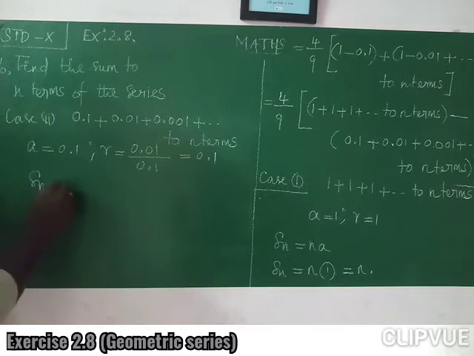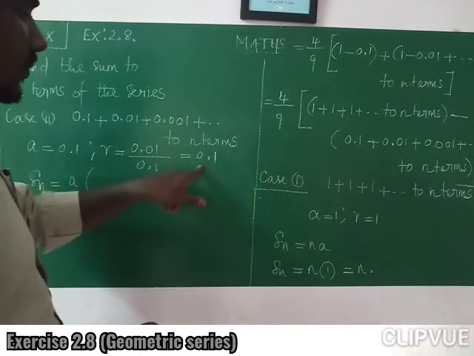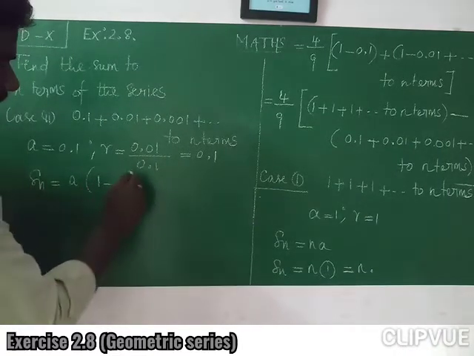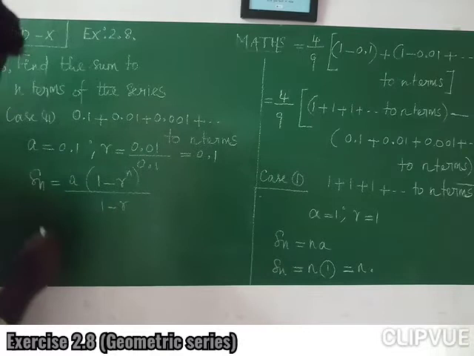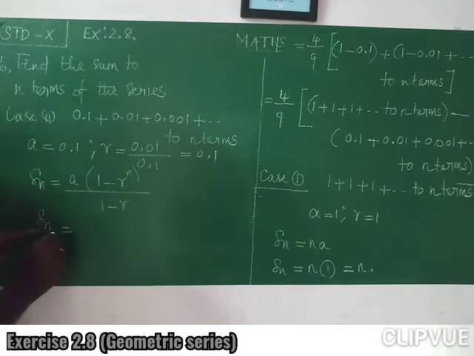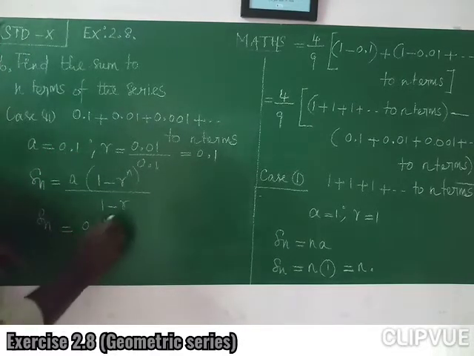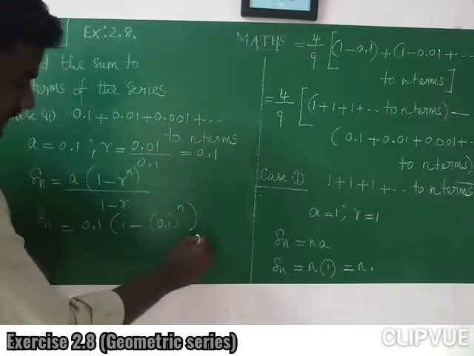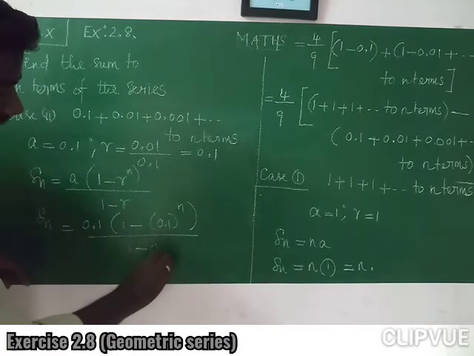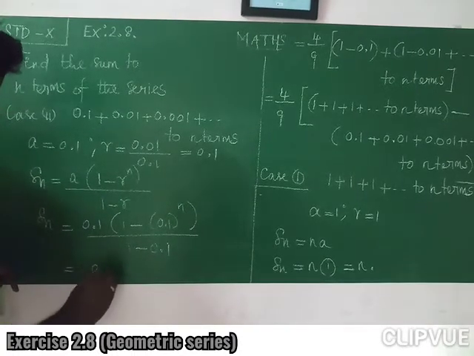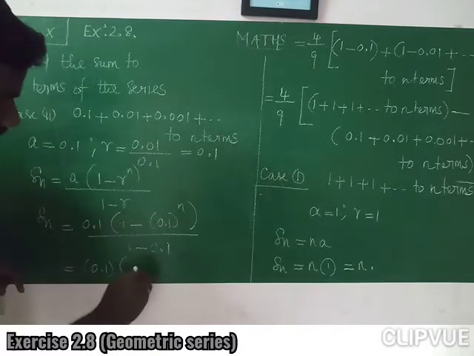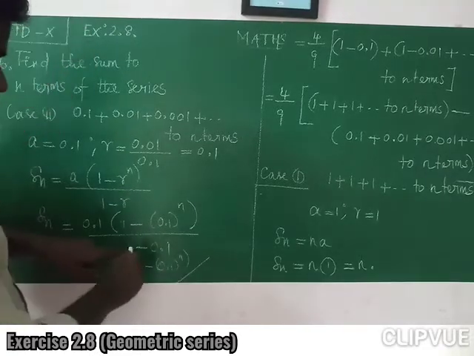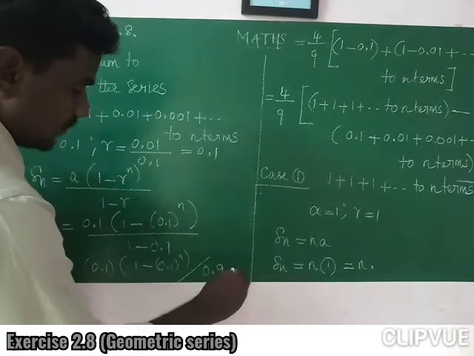So Sn equal to a of, here the r value is less than 1, so we can take 1 minus r power n divided by 1 minus r. We just assign the values. Sn equal to a, that is 0.1, of 1 minus r value 0.1 whole power n, divided by 1 minus 0.1. So 0.1 into 1 minus 0.1 whole power n, whole divided by this 1 minus 0.1, which can be written as 0.9.